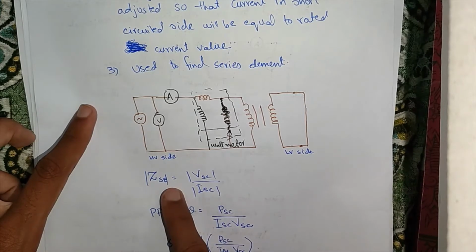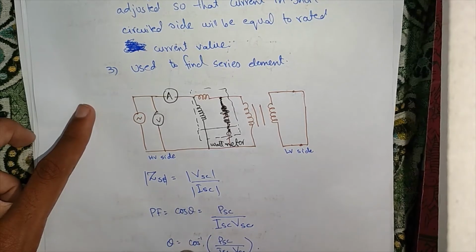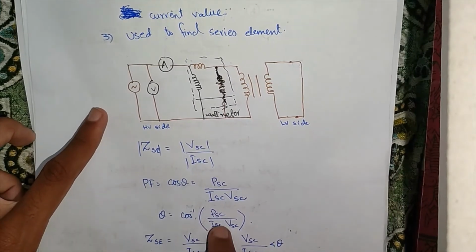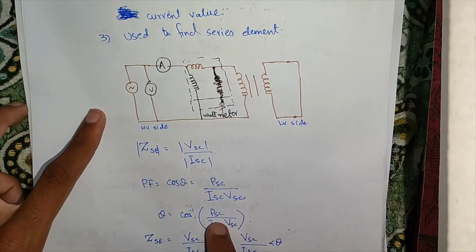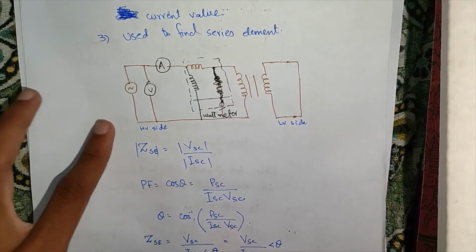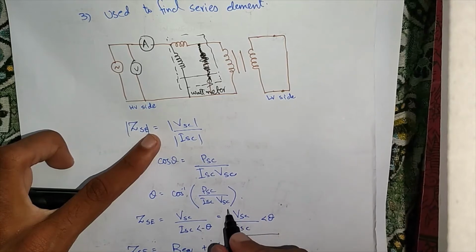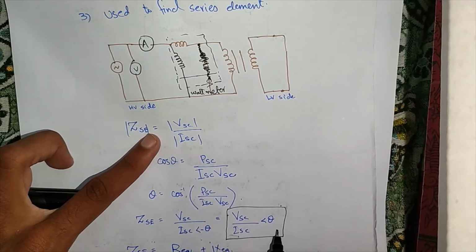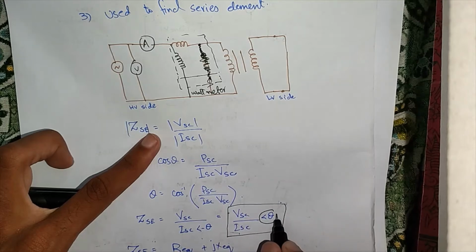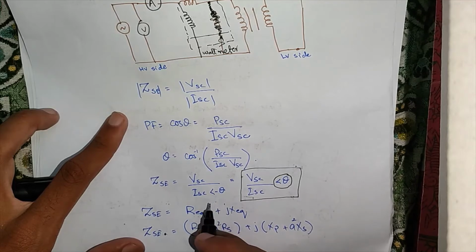Similarly, for finding the phase angle, theta is equal to cos inverse of P short circuit, the short circuit power obtained by short circuit test, divided by I short circuit current and V short circuit voltage. So your equivalent impedance becomes V short circuit over I short circuit with a phase angle of theta.